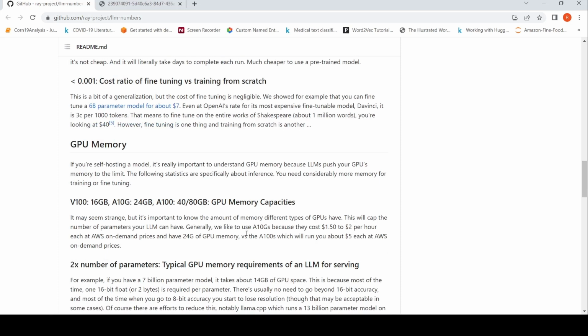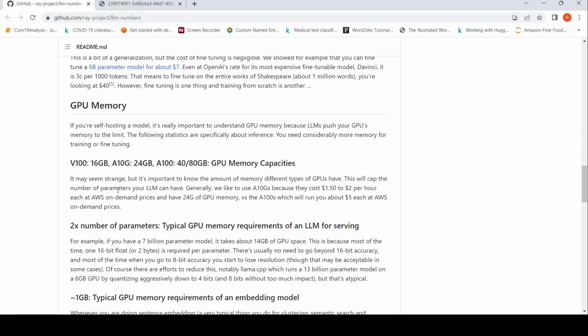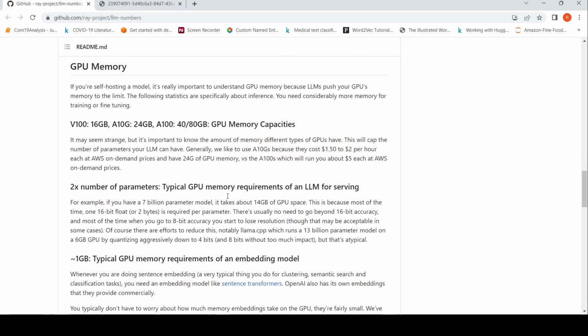This will cap the number of parameters your large language model can serve, because if you have a 7 billion parameter model, it could take up to 14 GB of GPU space. So depending upon the model parameters, you might need to go for different graphics card capacities, and based on that they have costs associated with it.